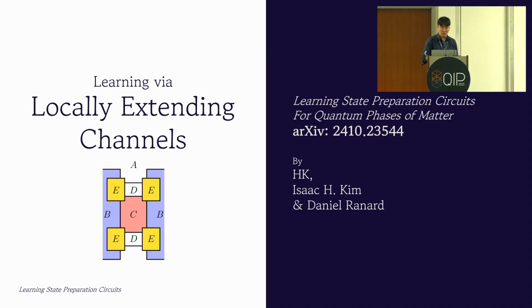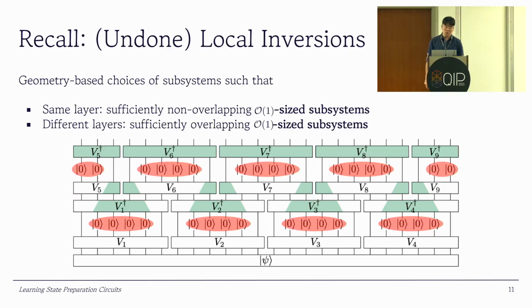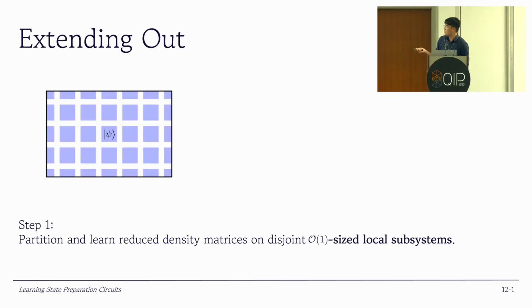slightly different method, where previously we talked about how to do things with local inversions. In particular, consider the fact that the first method basically took these constant subsystems, partitioned the system up, and then learned the path light codes over those. We take a slightly similar approach, but instead of learning via local inversions, we learn via something we call extending channels. What is an extending channel in this case?